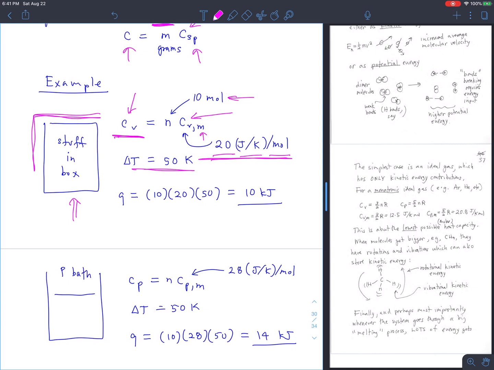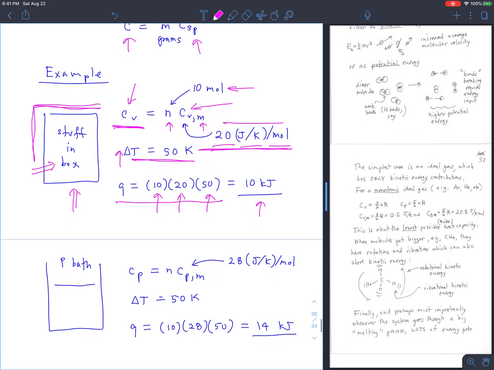And let's say the temperature changes 50 degrees. Then the heat change, the amount of heat absorbed by the box, so the heat went up, notice, and that means heat went in, warmed the box up by 50 degrees, is 10 moles times 20 joules per K per mole times 50 degrees Kelvin, and that's 10,000 joules or 10 kilojoules.